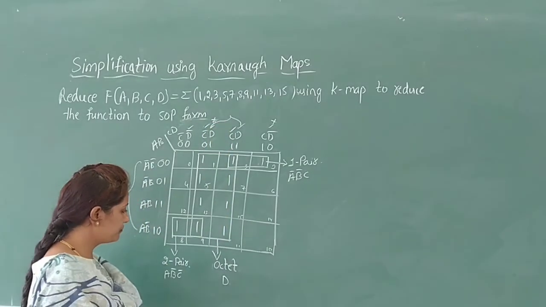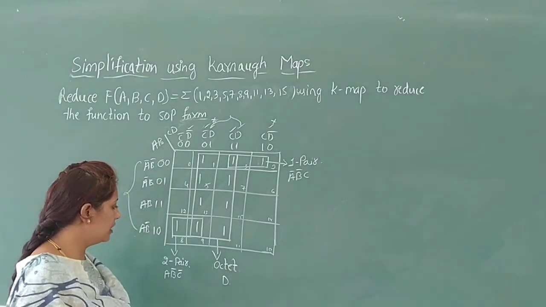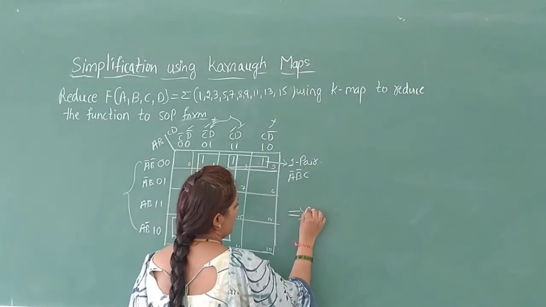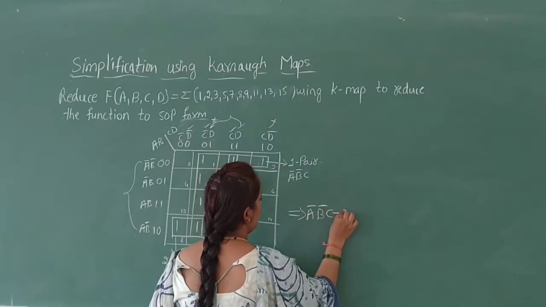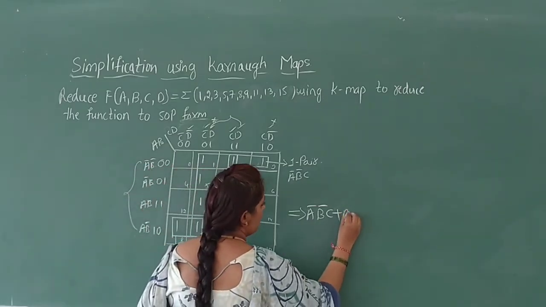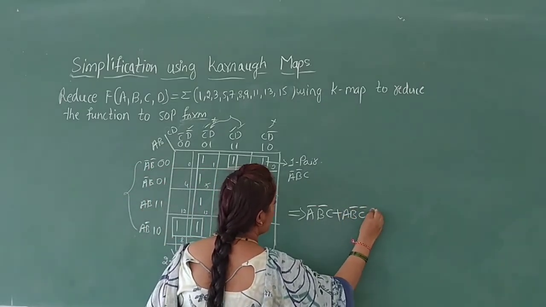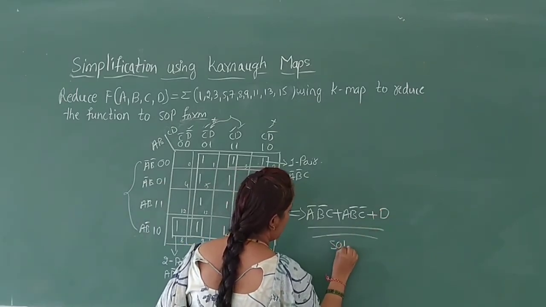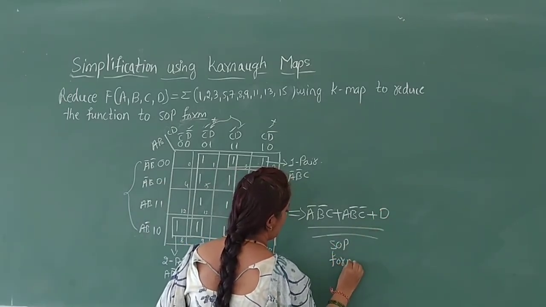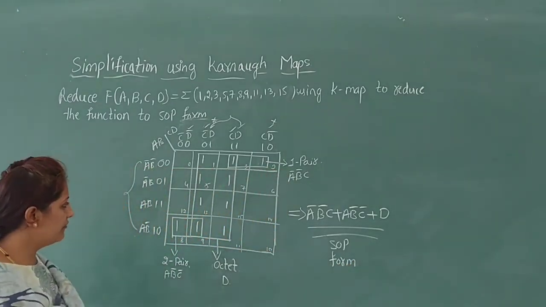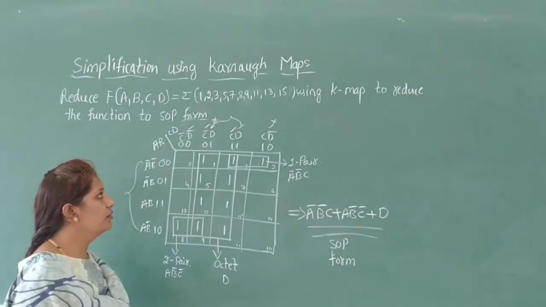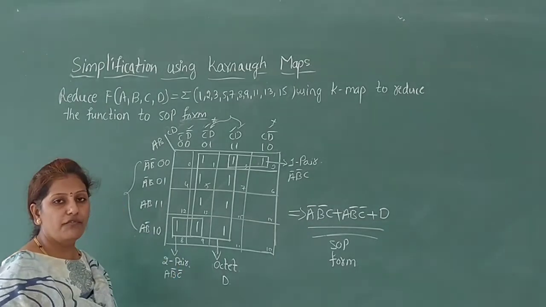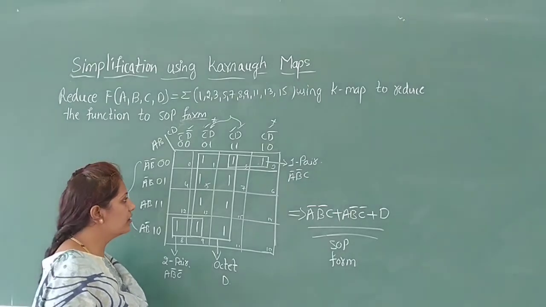Yes, and add all these minterm values to write the SOP form: A bar B bar C plus A B bar C bar plus D. This is the SOP form. Hence, the given function with the designation value using K-map, we reduce the SOP form by creating the minterm values.